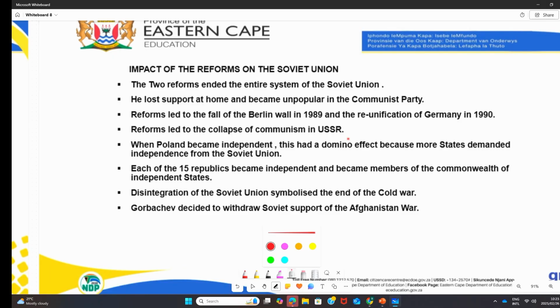One of the consequences, one of the impact of the reforms was that Poland demanded to be independent from the Soviet Union. And this had a domino effect. Domino effect means that other countries wanted to follow Poland in becoming independent from the Soviet Union. So when Gorbachev came to power and introduced reforms, other Eastern European states of communism did not want to be under the Soviet Union.